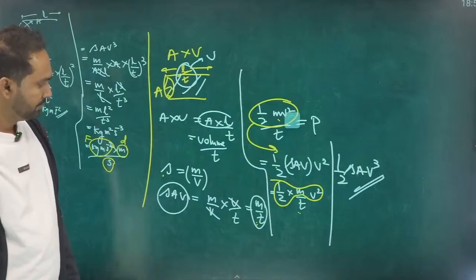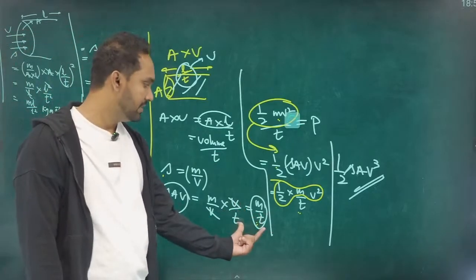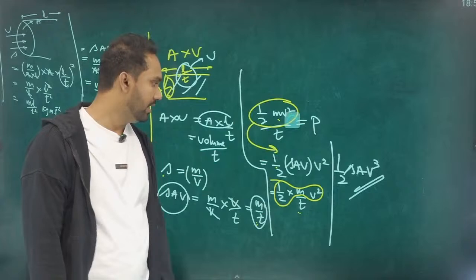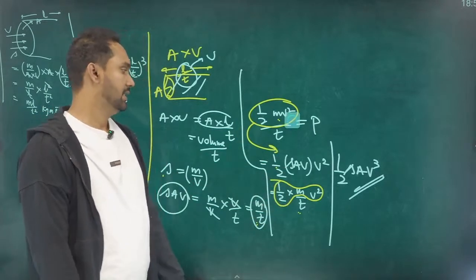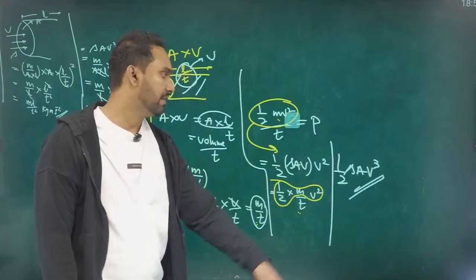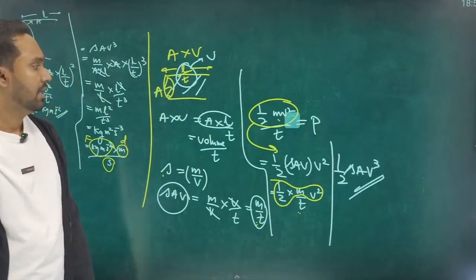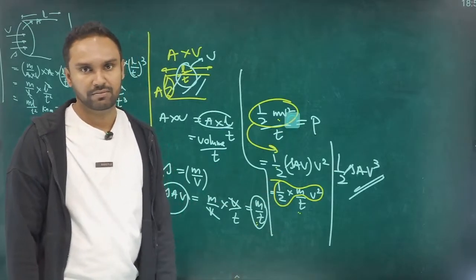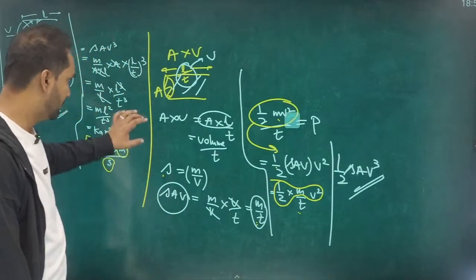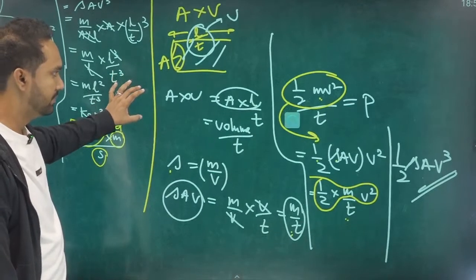So we had m over t first. Then we put half m square. So instead of m, we took m over t. And the equation half m square over t gave us the power, right? Half m square over t gave the power. So go through it again, you will understand.